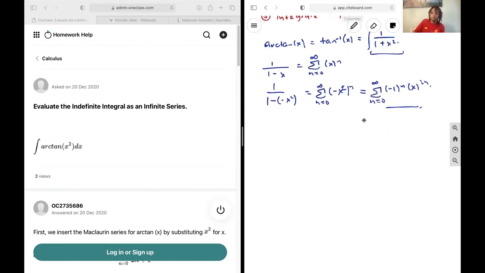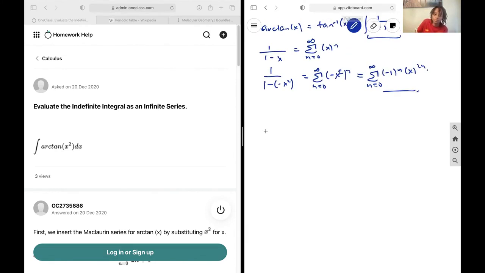And so next up, we know that arctan of x is equal to the integral of 1 over 1 plus x squared, and that's going to be the integral of this summation, since we found that the two are equal. So both of these terms don't have any x reliance, but this one does.